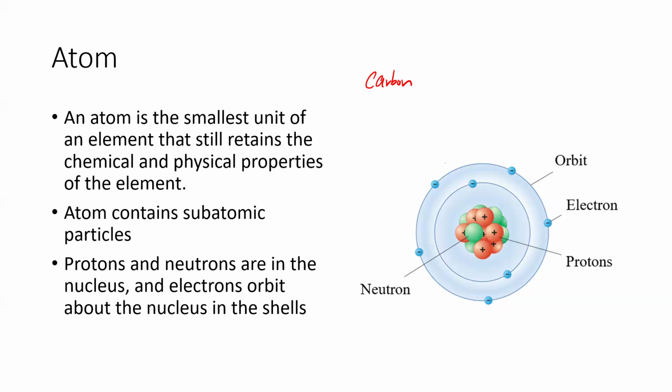Okay? So the number of protons do not change for an element. All the carbon atoms will have the same number of protons. If you change the number of protons, it becomes another element. Okay? So we cannot change the number of protons for the elements. You can, however, change the number of neutrons or the number of electrons. And we're going to look at that in a bit.